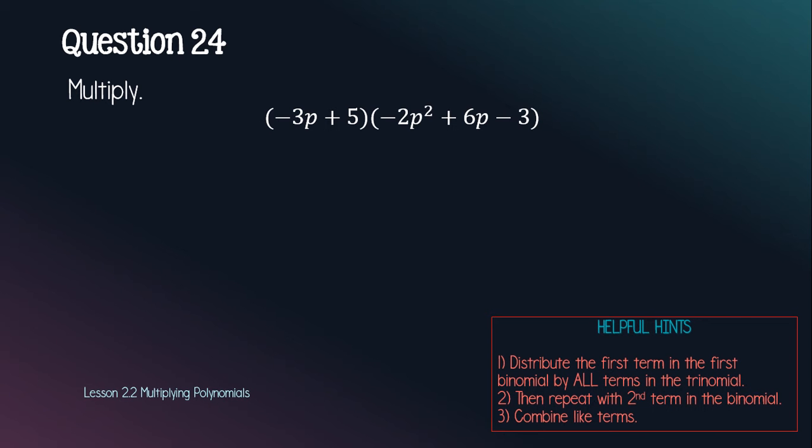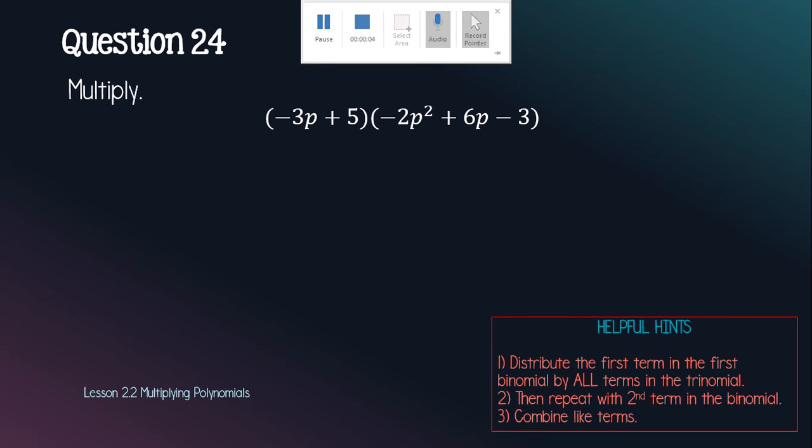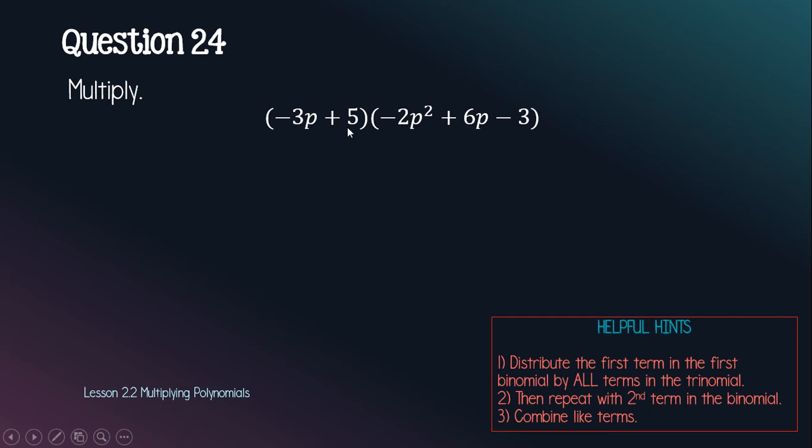Question 24, we want to multiply. So I look here and I see I have a binomial, so a two-term polynomial, and then I have that being multiplied by a trinomial or something with three terms. So some helpful hints: distribute all of the first term. Okay, so here's the first term in the first binomial by all the terms in the trinomial.